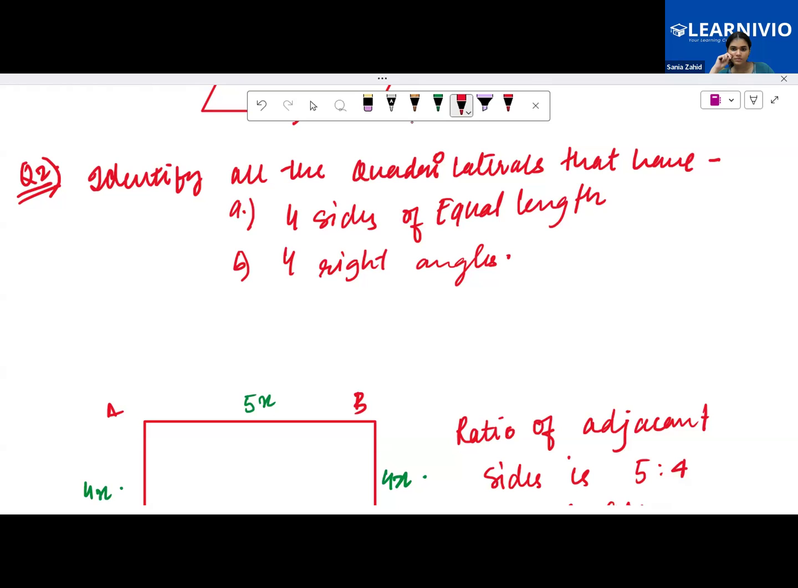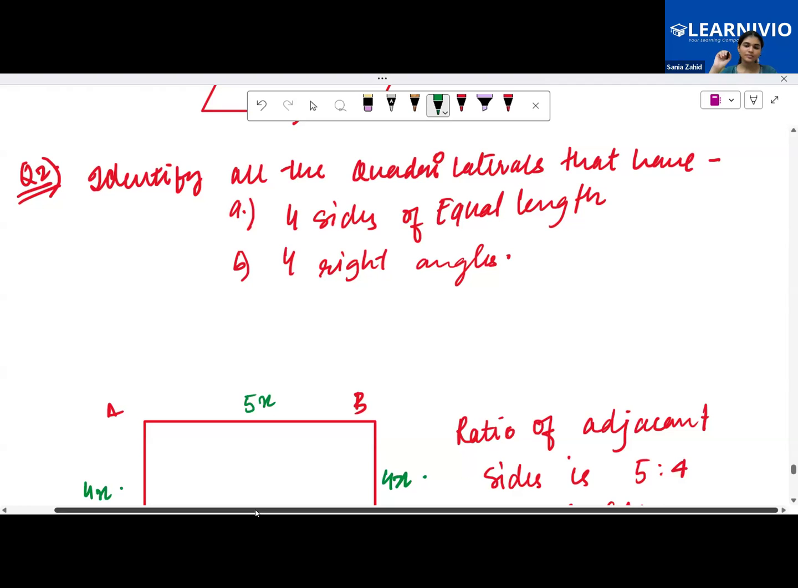Yes, ma'am. Found. Done? Amar, you? Ma'am, four right angles means like diagonals, right? No, not diagonals. Four right angles. That means all four angles are right angles. Yes, ma'am. Done.